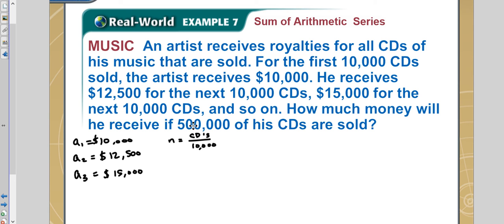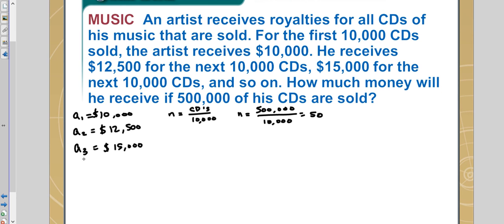So if we wanted to find out what the last term is, we would say 500,000 divided by 10,000, which would give us 50. So what we're looking for is what A sub 50 is. And we're going to add all these up because he receives this amount of money and then he receives this amount. So we're going to add these together as we go.